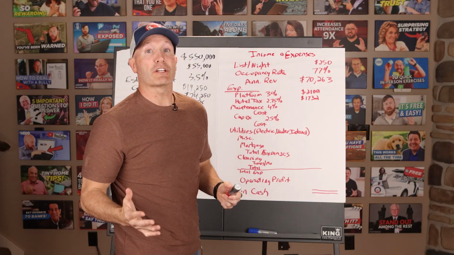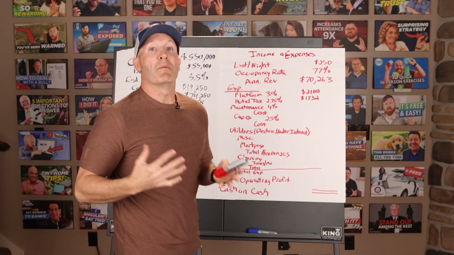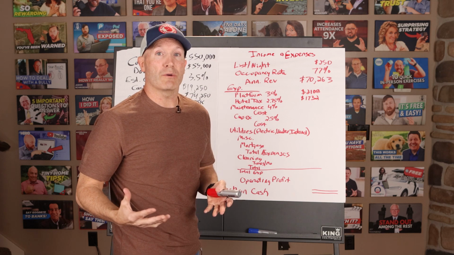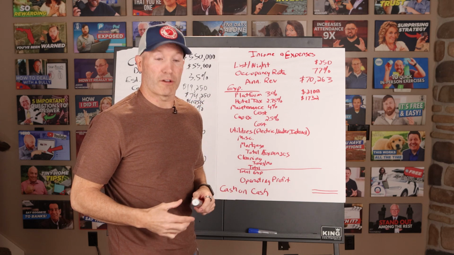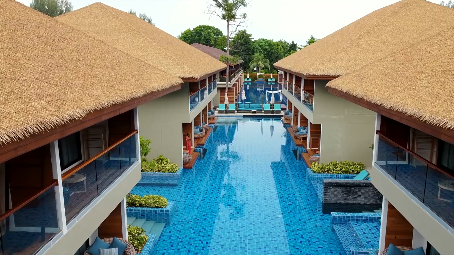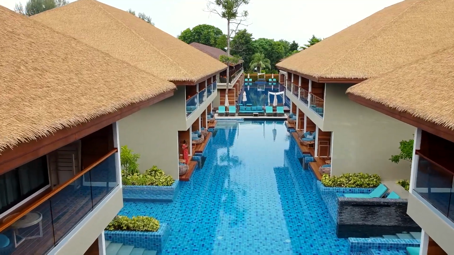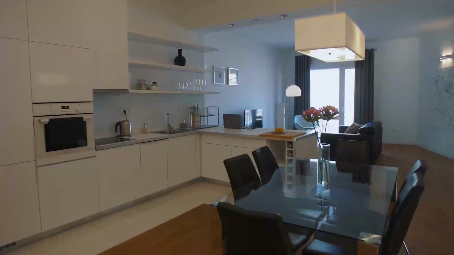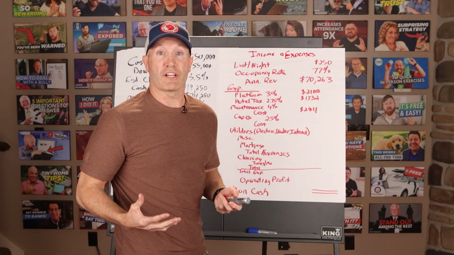Now, our place was fairly new when we bought it, so maintenance was a little bit lower, but even 4% of the annual revenue is going to be close to that $2,800. And then obviously capital expenditures. This is the money that you spend to upgrade the property over time or to buy new furniture, beds. We factor that at 2.5%, which comes to just over $1,700.